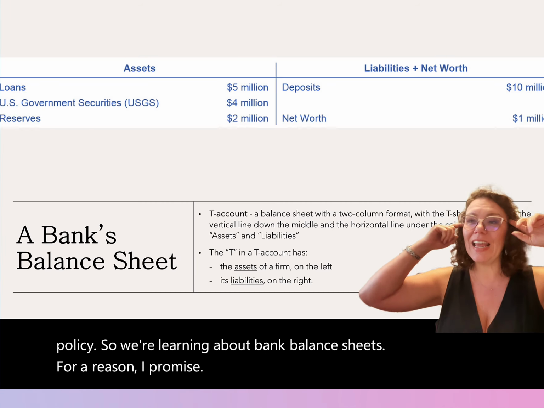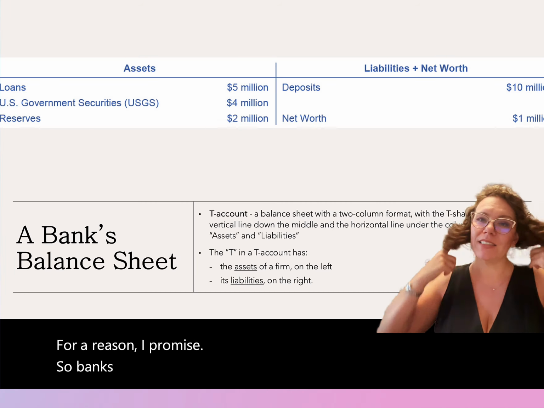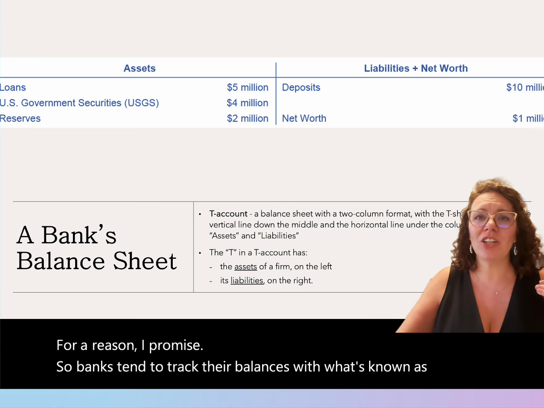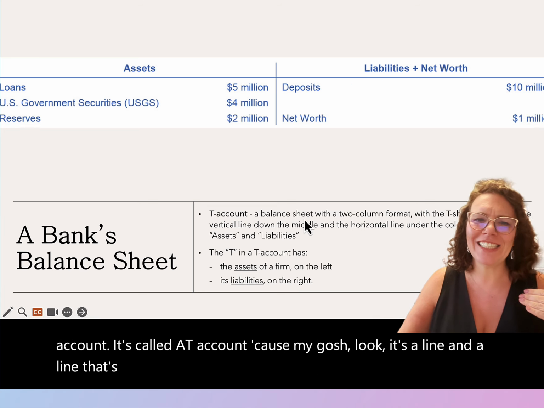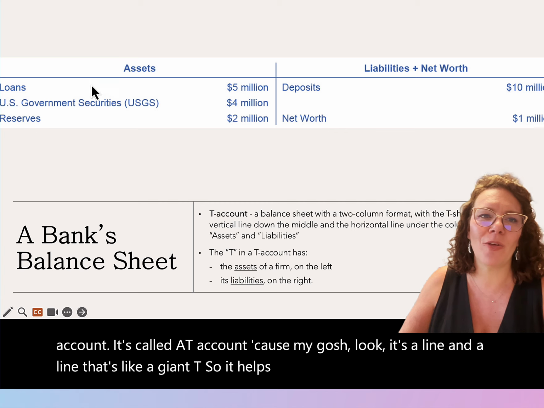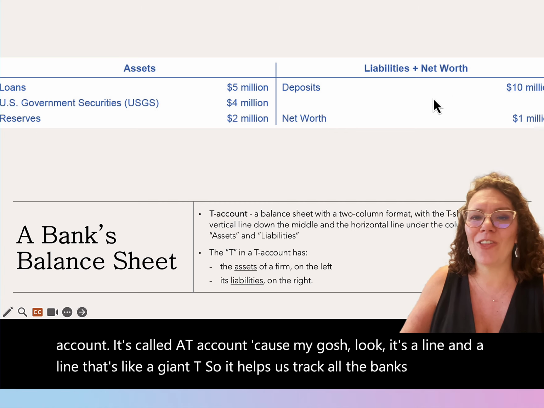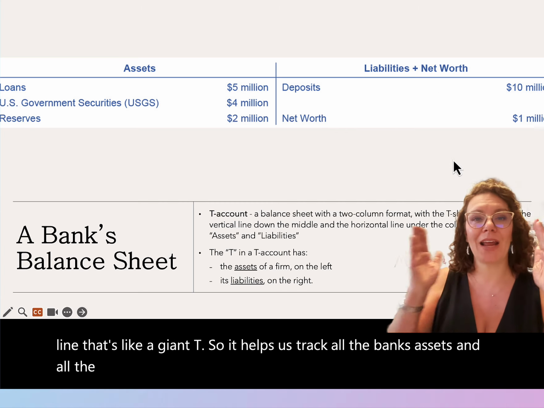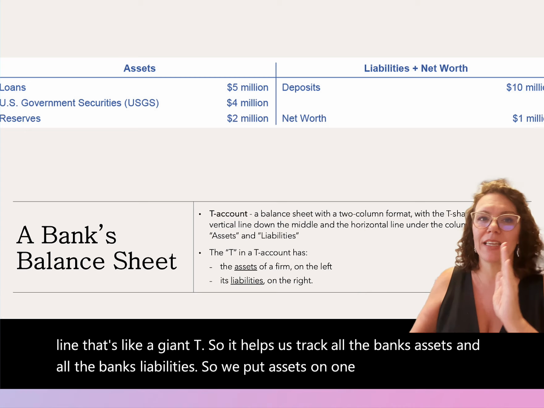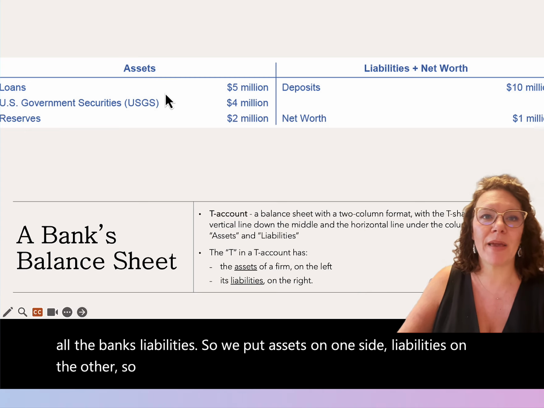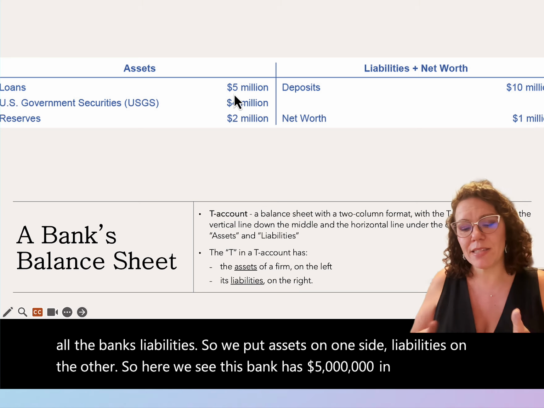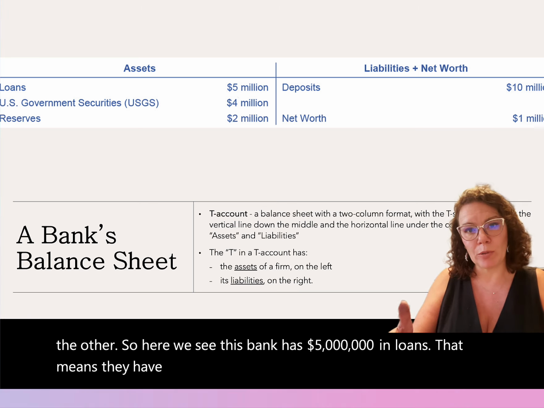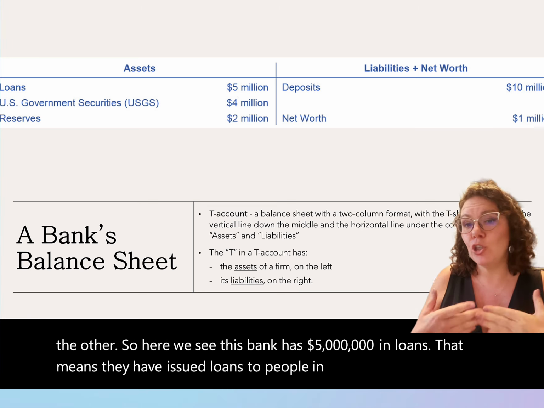So banks tend to track their balances with what's known as a T account. It's called a T account because, oh my gosh, look, it's a line and a line. That's like a giant T. So it helps us track all the bank's assets and all the bank's liabilities. So we put assets on one side, liabilities on the other. So here we see this bank has $5 million in loans. That means they have issued loans to people in the amount of total $5 million.